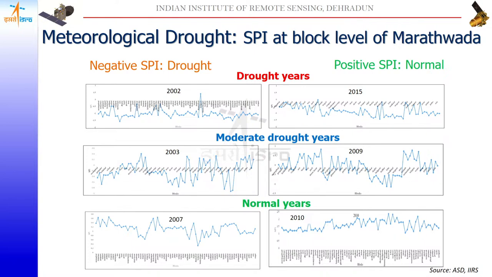With the representation of results, we define the drought year, moderate drought year, or normal year. Like 2002 and 2015 were severe drought years, where all the blocks have negative SPI values, lower than or close to -1. In a moderate drought year, some of the blocks have positive values and some have negative values, which indicates that some of the area is affected and some of the area is in normal status in terms of meteorological drought. Then in a normal year, such as 2007 and 2010, all the SPI values are positive.